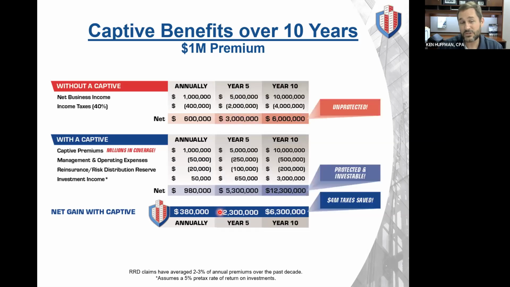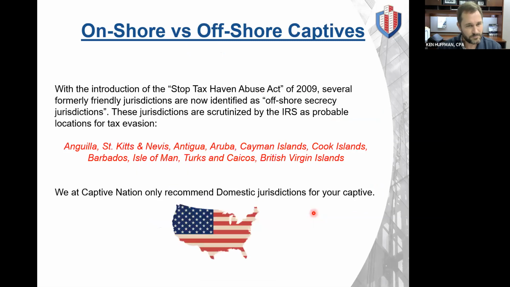So it's a powerful strategy. You do that over 10 years. You can see, if you didn't do anything, you would have 6 million. Again, unprotected. Anybody could get to that. Or you would have 12 million in your captive if you did $1 million a year. And it's protected and investable. Remember, people cannot get to your licensed insurance company. And you save a significant amount of taxes. Again, it's not the primary reason why you do it, but it is a nice advantage.